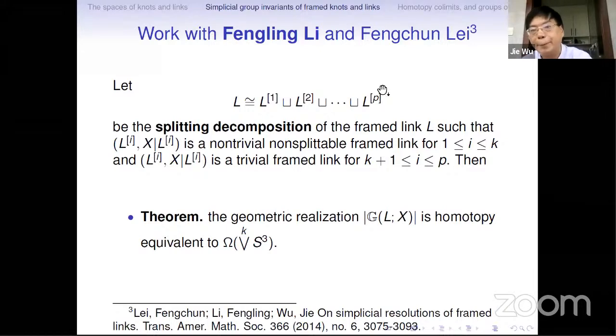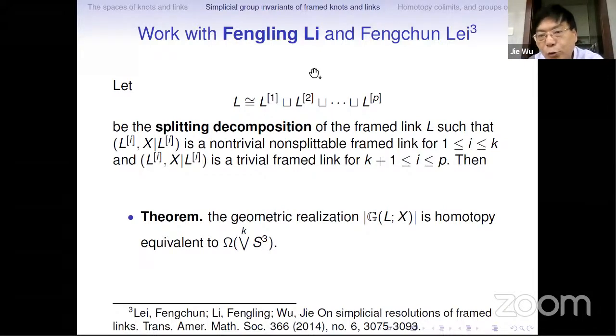You just put the pattern here, and then remove those trivial framed links. Trivial here means a trivial knot together with trivial framing. So forget those, and then the remaining pieces, say up to k, are non-trivial, and from k plus 1 to p, say, are trivial. Forget those trivial components, and that's the counting here. So that's how many copies of the 3-sphere you put here, and you get the loop space. In other words, let's say you start with a knot.